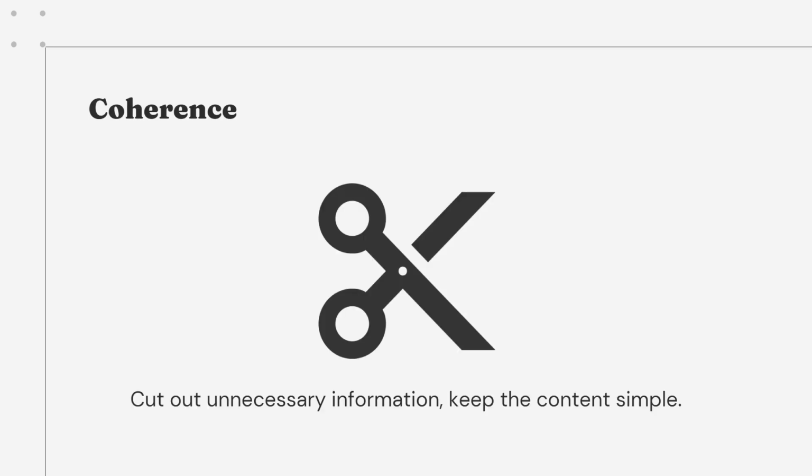First is the coherence principle. Cut out unnecessary information, keep the content simple, get straight to the point. Keep only what learners need and cut out any elements that could distract or don't directly contribute to the main message, even if they are interesting.